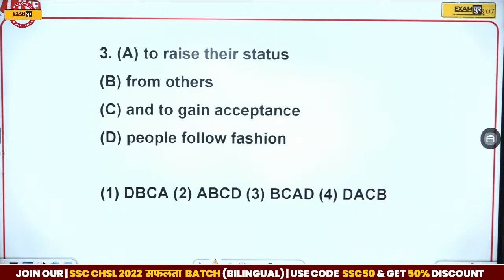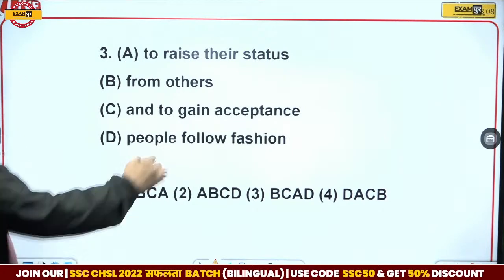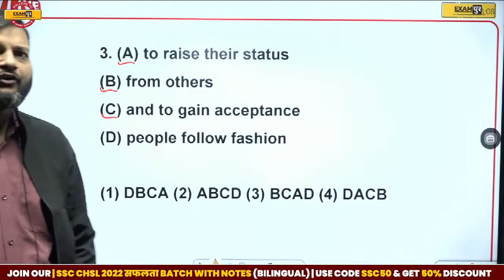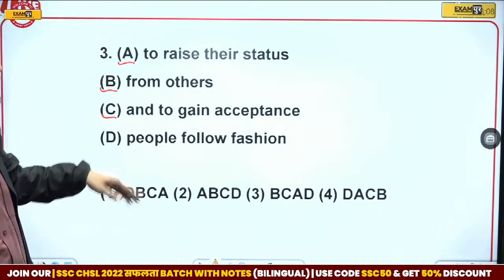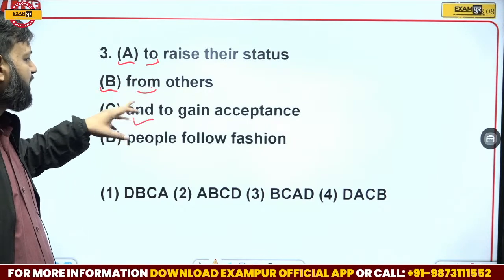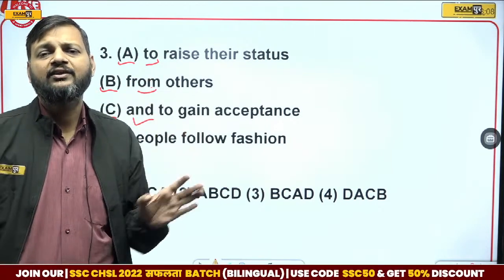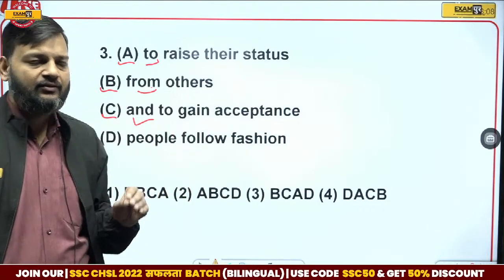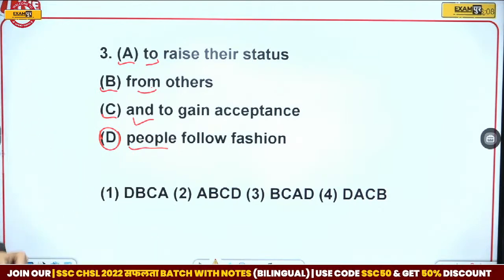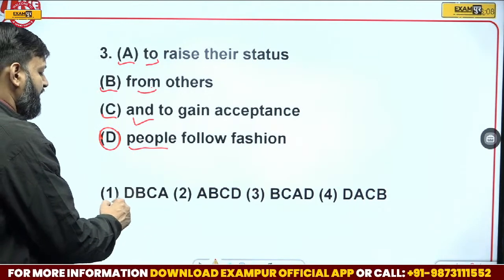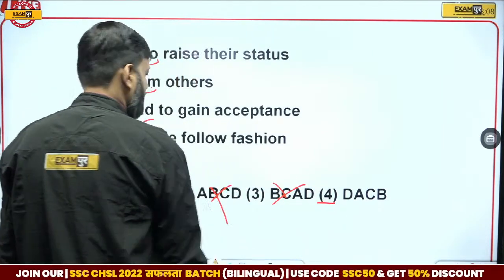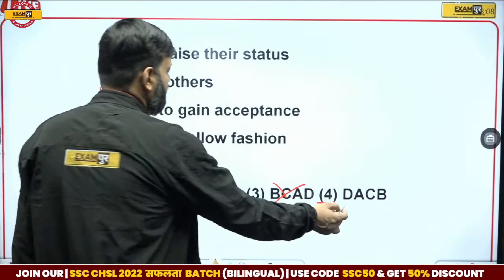See, people follow fashion. These 3 sentences, A, B and C, cannot be the first sentence, as sentence A starts with "to", sentence B starts with "from", sentence C starts with "and". So none of these 3 sentences can be the first sentence. So the first sentence is undoubtedly D. Now, options with D as the first sentence are option number 1 and option number 4. So eliminate these 2 options. Now here D is followed by B and here D is followed by A.